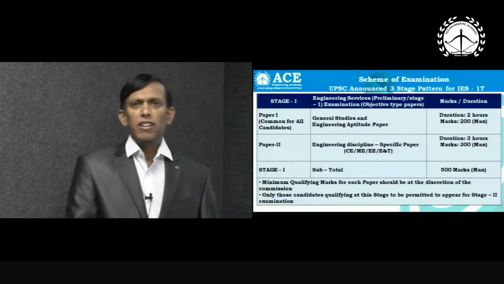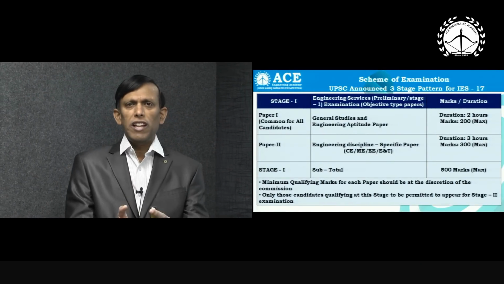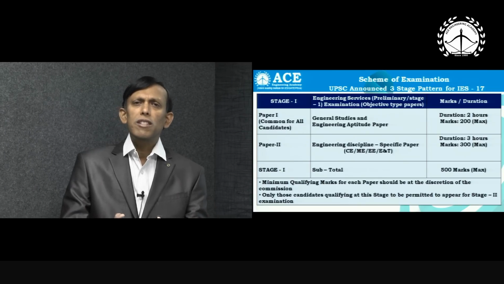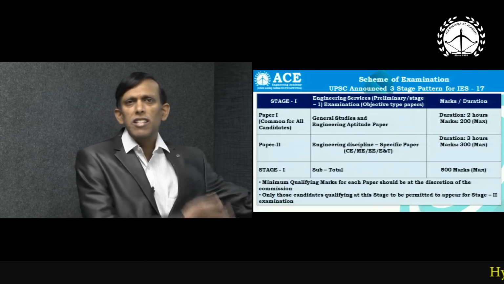If you score a certain minimum in this stage 1, then only will you be allowed to stage 2, that is the mains exam. And of course, UPSC has every discretion. They may fix certain minimum marks for general studies and engineering aptitude, certain minimum marks in this technical objective paper, and altogether for the entire 500 also. So, it is going to be a deciding one.